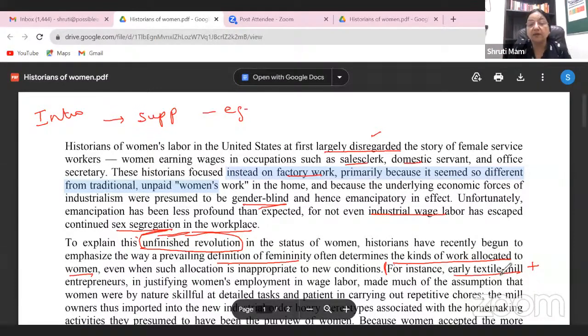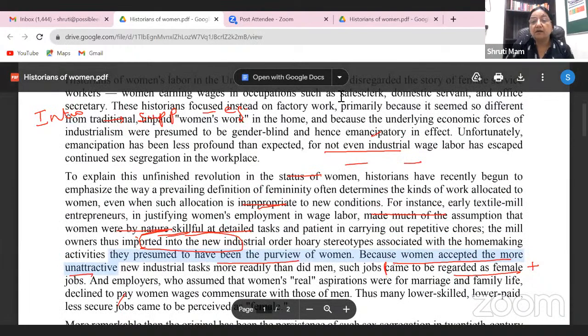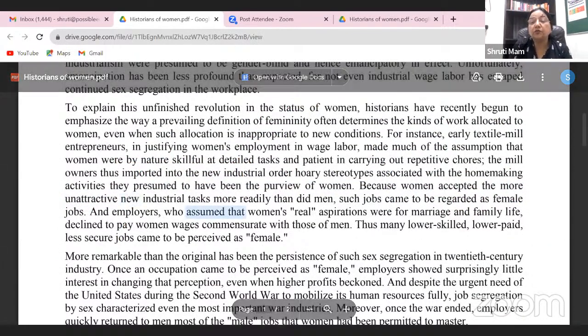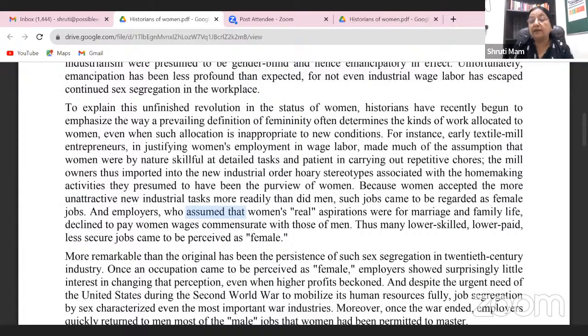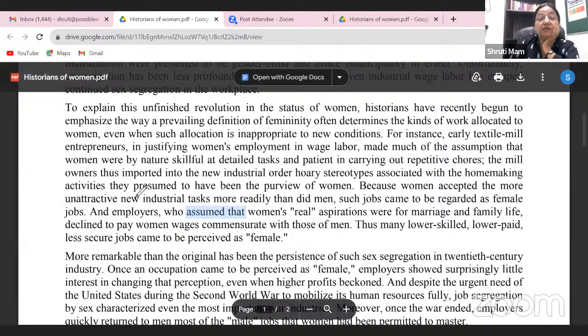Now he says early textile mill entrepreneurs, in justifying women's employment in wage labor, made much of the assumption that women were by nature skillful at detailed tasks and patient in carrying out repetitive chores. So that's the justification he gives. Who gives that? Early mill owners. They made this assumption that women by nature are very skillful and patient in detailed tasks. Owners thus imported into the new industrial order a hoary stereotype associated with activities they presumed to have been the purview of women. So textile owners gave them that kind of work, because women accepted the unattractive new industrial tasks more readily than did men.